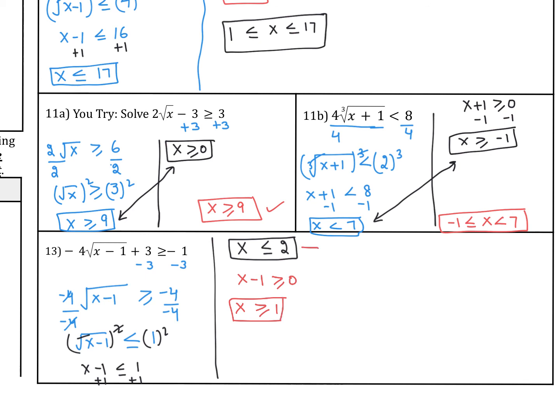When I combine these two relations, my final answer is going to look like this: 1 is less than or equal to x, so x is greater than or equal to 1, but less than or equal to 2. Which means that x could be 1.5, 1.1, 1.2, and so on.